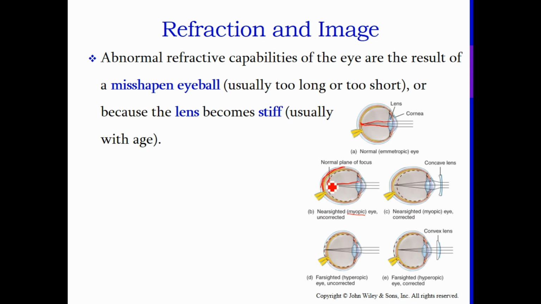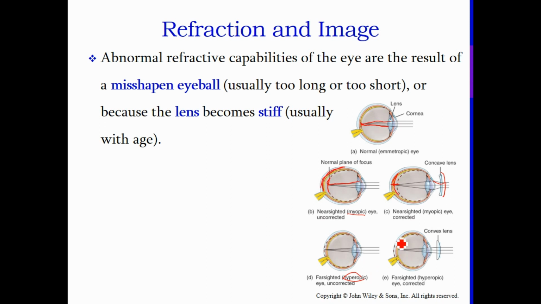So it focuses in front of the retina. Okay, so you give them a concave lens. This bends the light enough to compensate for that deeper eyeball and allows the light to then be focused on the retina. And if someone is hyperopic or they're farsighted, that's just the opposite.